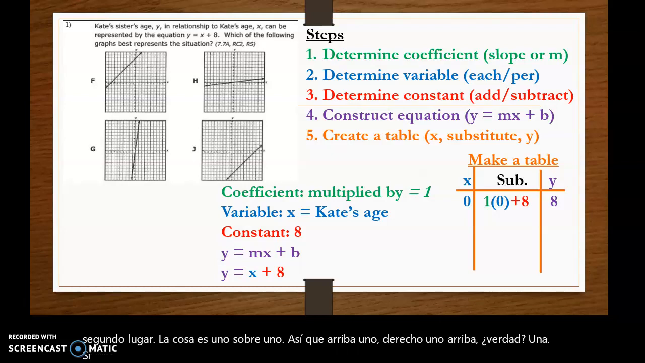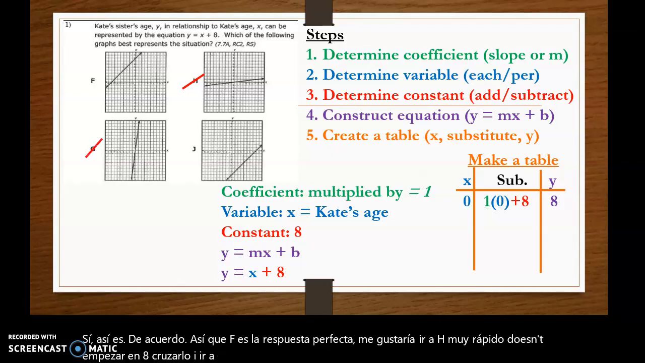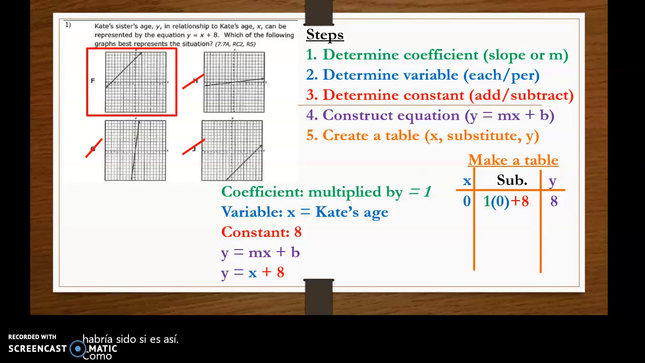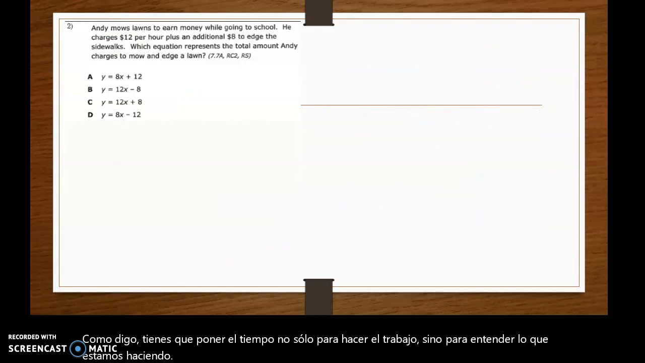I would go to h really quick. It doesn't start at 8, cross it out. I go to g, doesn't start at 8, I cross it out. And I would go to j, and I notice it starts at negative 8, not the answer. So really quick, my answer would have been f. So, as I say, you need to put in the time not only to do the work, but to understand what we're doing. Okay, so we'll move on to number 2.